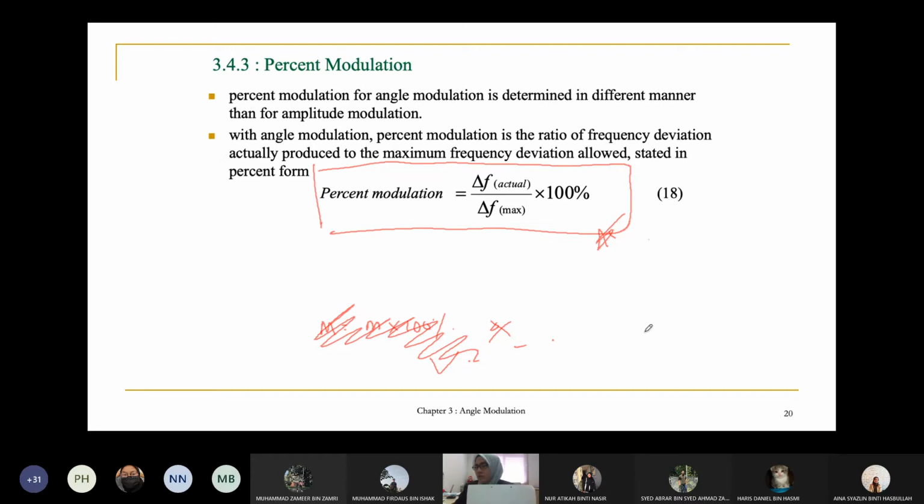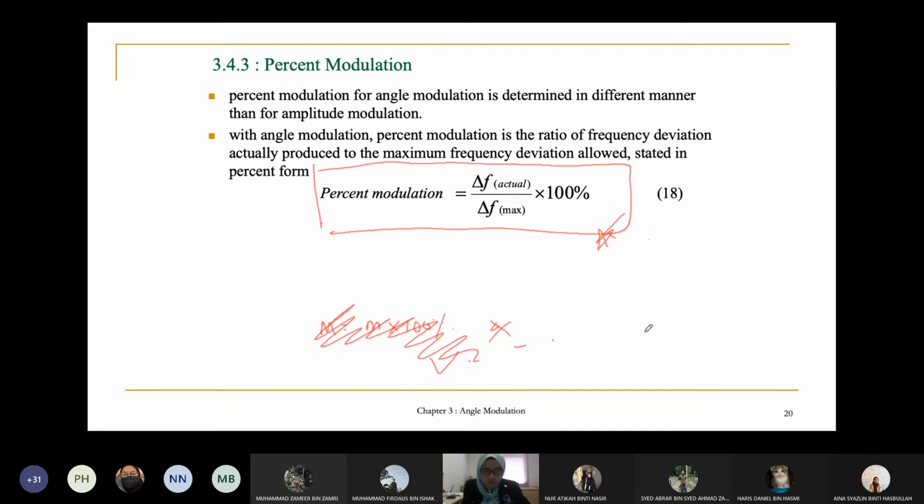Okay, any question up until subchapter 3.4.3? Any question? Or do you not understand? Doctor. Understand or not? Understand. Okay, good.